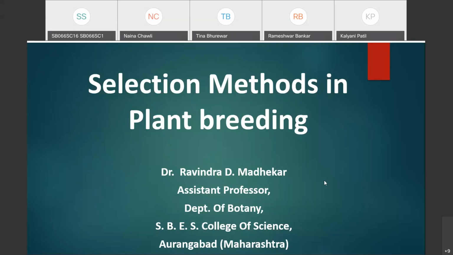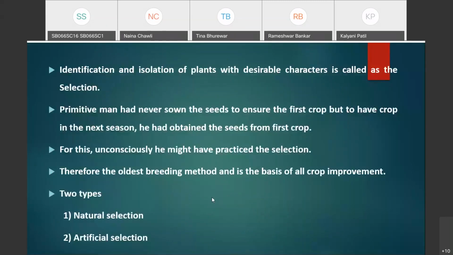Now in today's lecture we are going to discuss selection methods in plant breeding. First of all, what is meant by selection? First of all, we are going to discuss the definition of selection. Selection means identification and isolation of plants with desirable characters. This is the definition of selection: identification and isolation of plants with desirable characters is called selection.